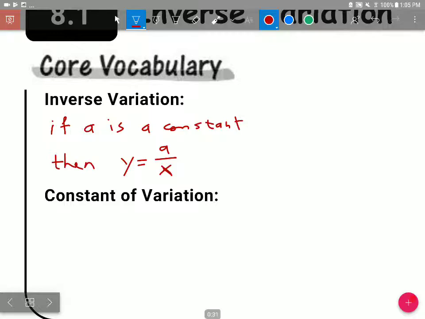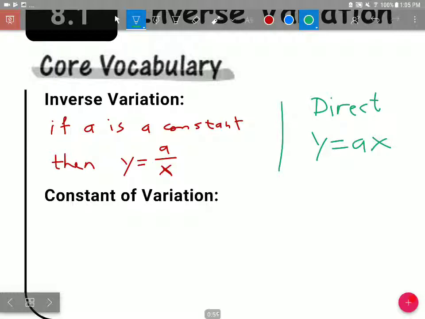Whereas direct variation, if I put direct variation over here to the right, we're still going to deal with a constant A, but Y equals A times X. So direct variation is when X is multiplied by the A. Inverse is when X is dividing into the A. And some books use K for their constant, whatever.